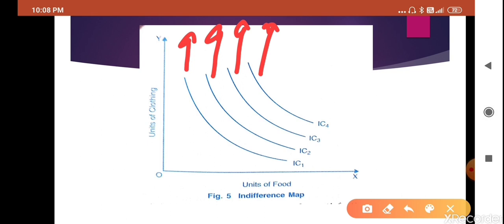So an indifference map is that group of indifference curves which are showing different satisfaction levels. Sorry for that one. Once again, I want to clear that an indifference map is that group of indifference curves which are showing different satisfaction levels.